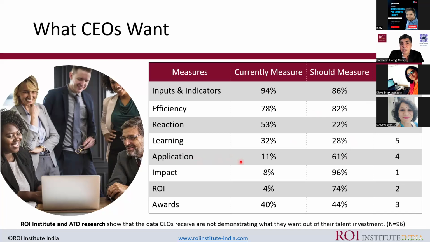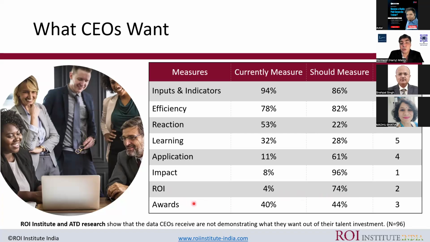When it came to application, only 11% of them were receiving data around measurement of application, whereas 61% said that it should be measured and they would like to see that data. When we talk about impact, we're talking about the business impact that a program or an initiative delivers. Only 8% of the CEOs said that they were receiving impact information for the programs and initiatives, whereas 96% of them said that they would like to see it. Finally, when it came to ROI, only 4% of them were being shown the ROI of a program or an initiative, whereas 74% of them wanted to see that information.